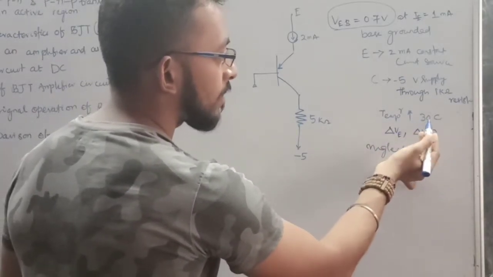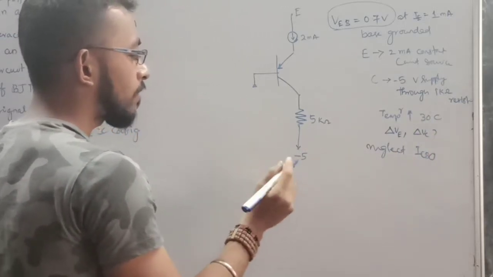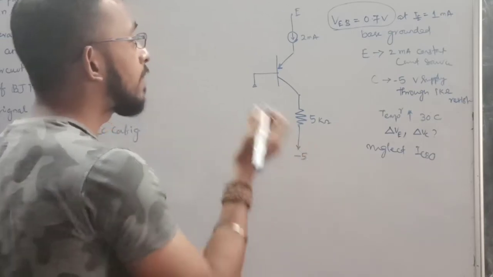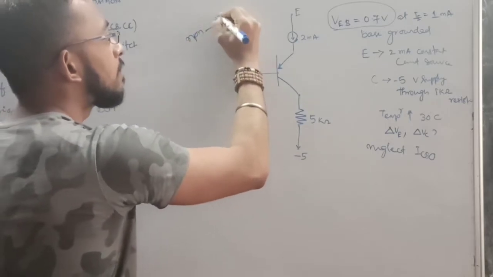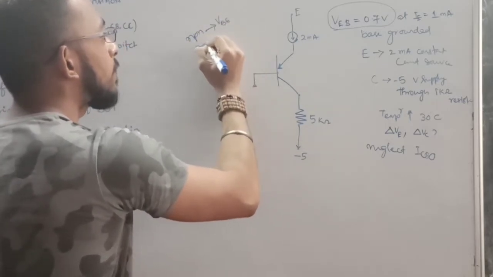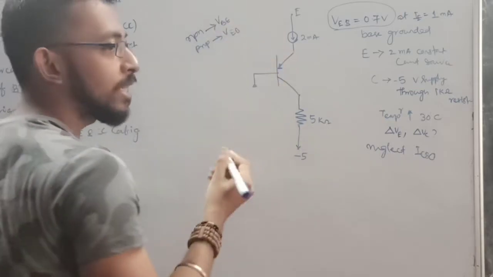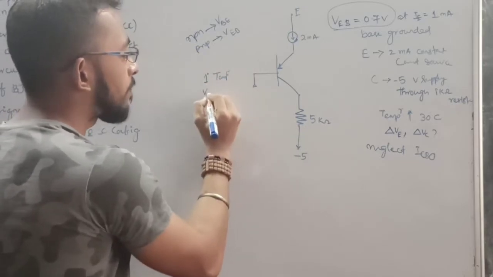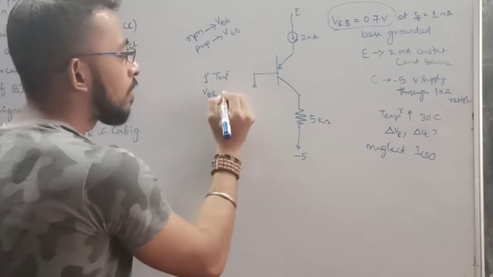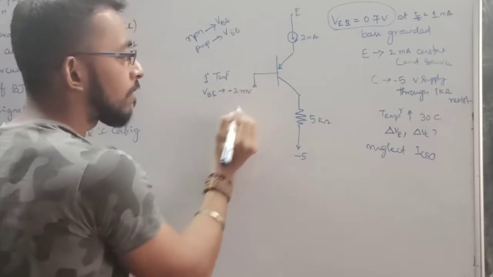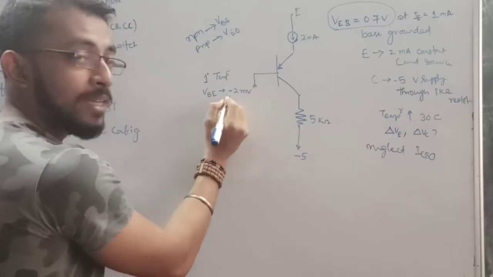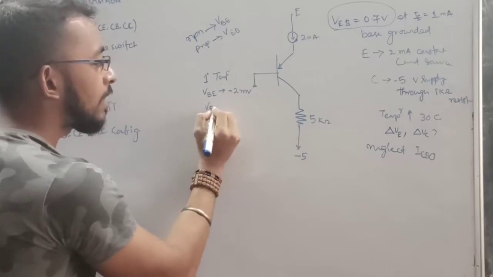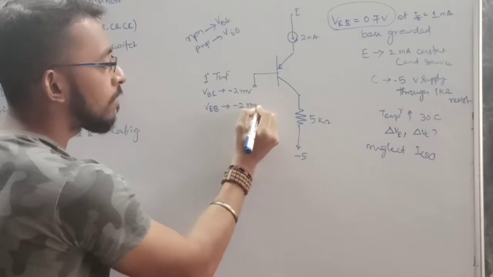I will increase the temperature by 30 degrees, then what will be the change in VE? Now tell me the relation between the temperature change and VBE. For NPN it's VBE, for PNP it's VEB. We know that for every 1 degree rise in temperature, VBE for NPN decreases by 2 millivolt. That's why I have written minus 2, meaning a 2 millivolt decrease. Similarly for PNP, for every 1 degree rise in temperature, VEB decreases by 2 millivolt.